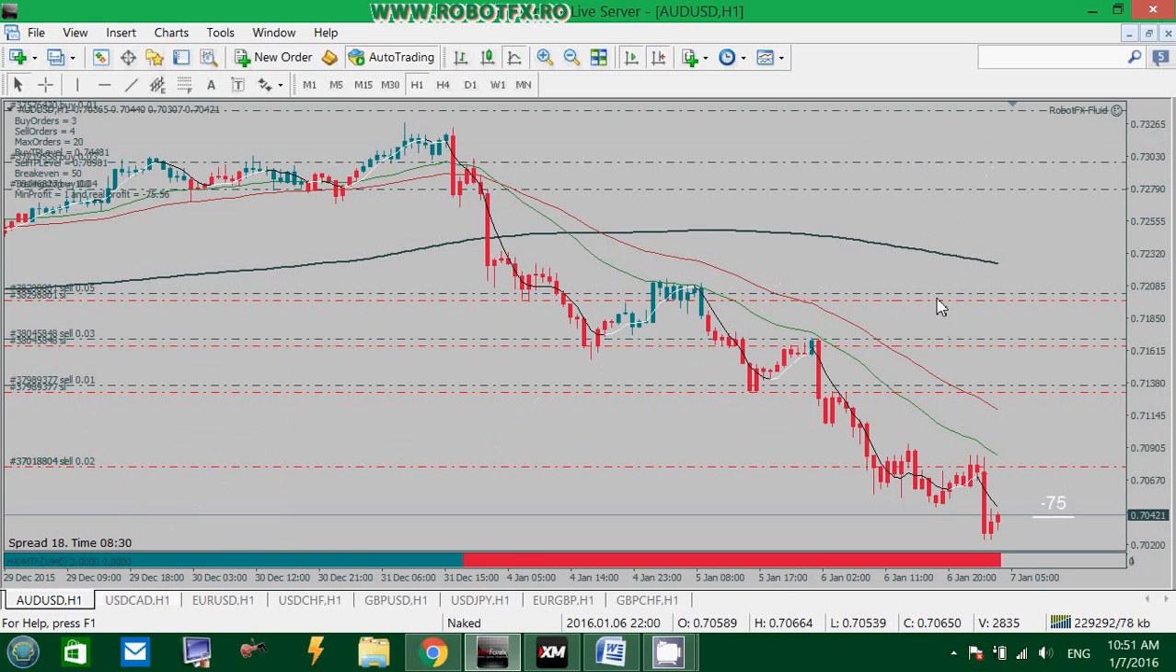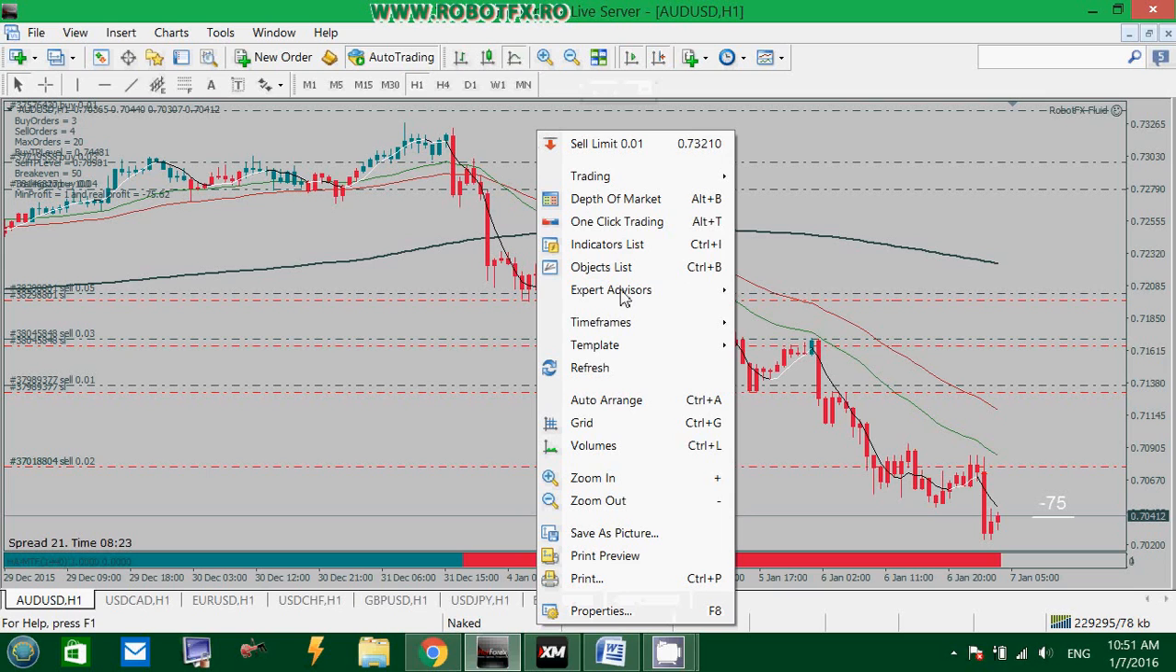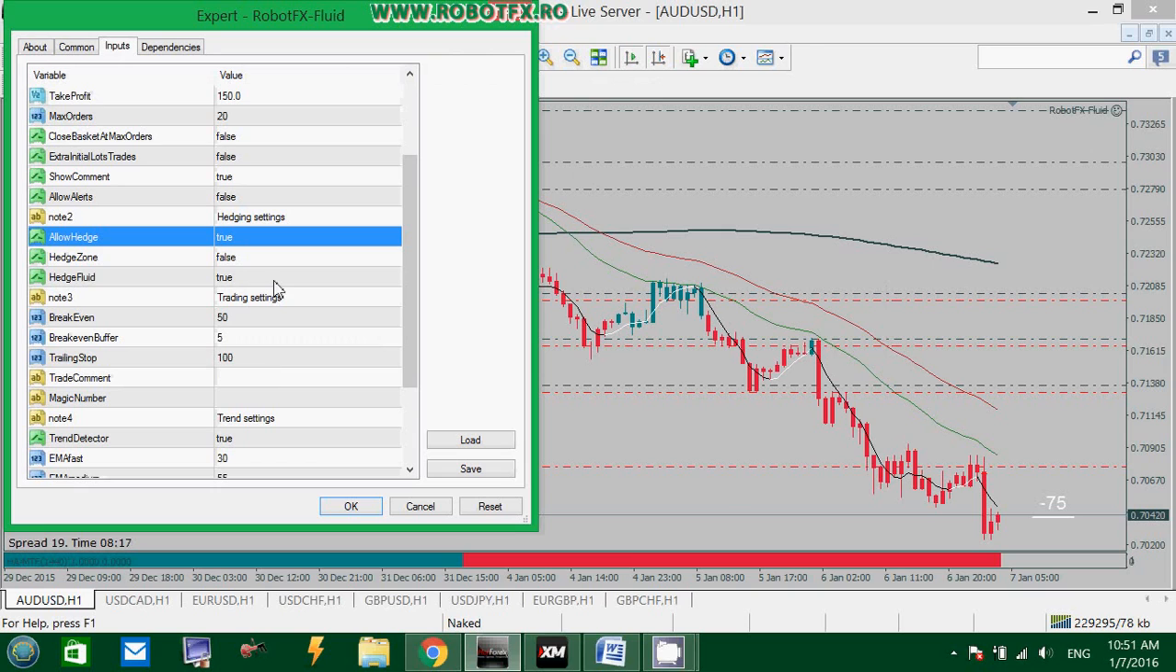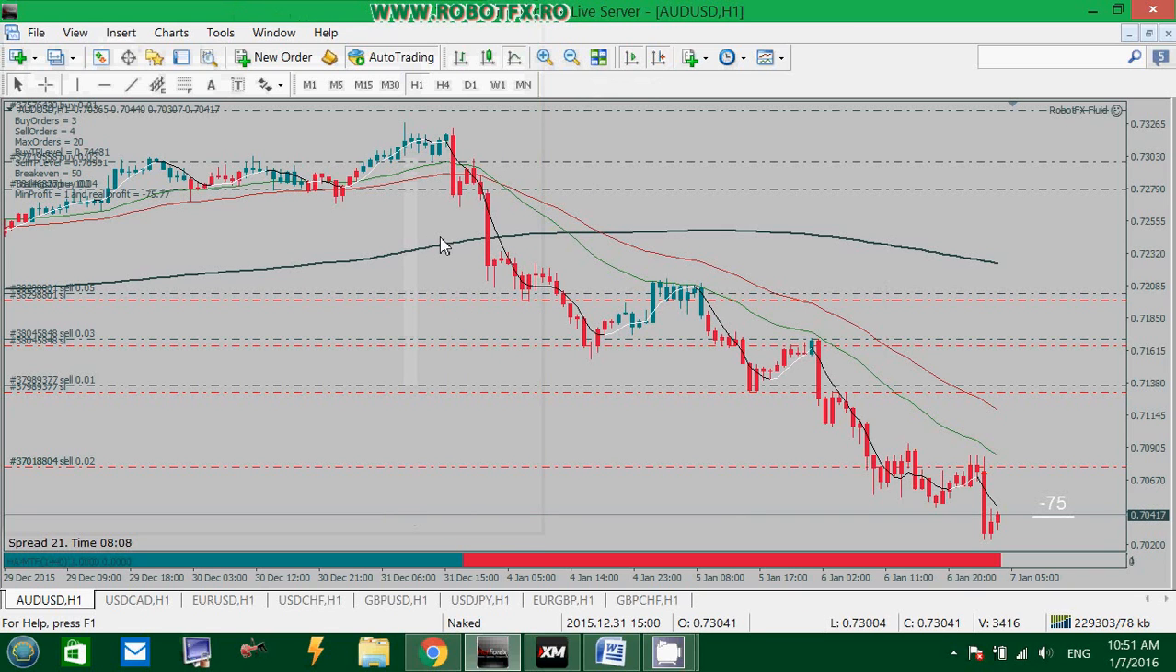And I saved the worst for the last. This is how the expert advisor manages losing trades. By the way, I'm using the hedging is enabled, but I'm using the hedge fluid option. That means that the expert advisor will open these opposite trades depending on the trend.